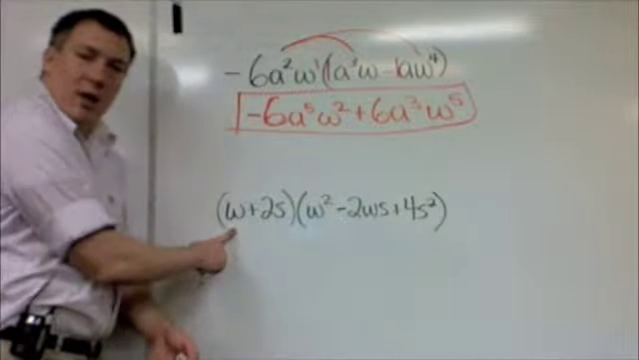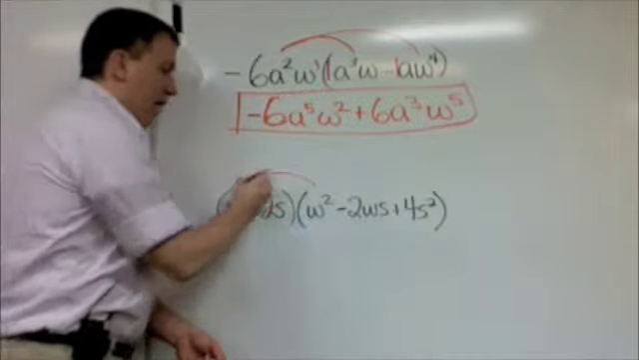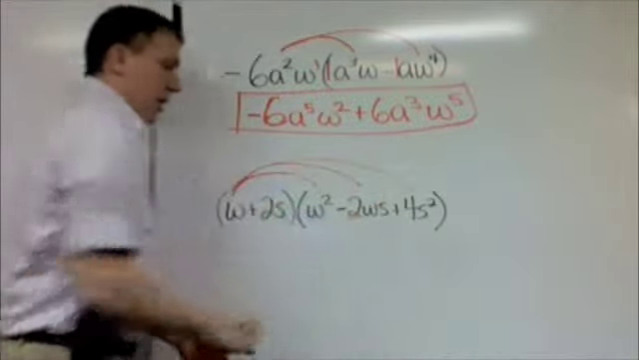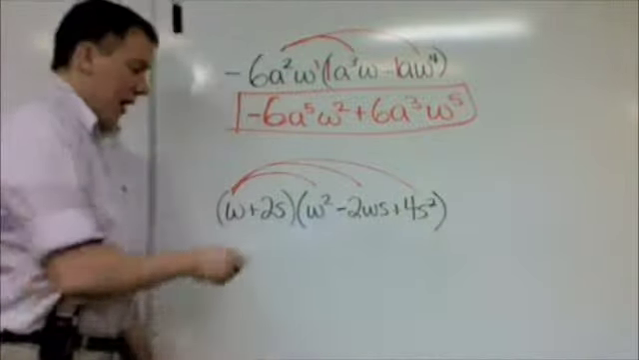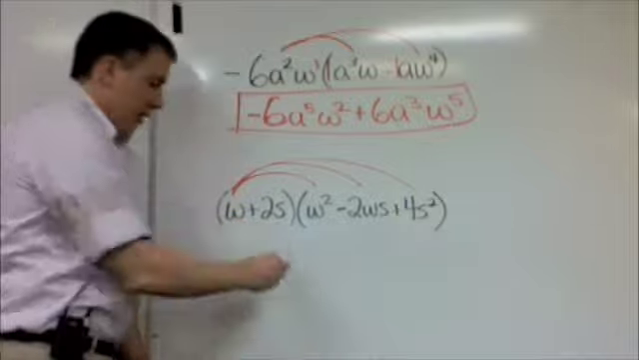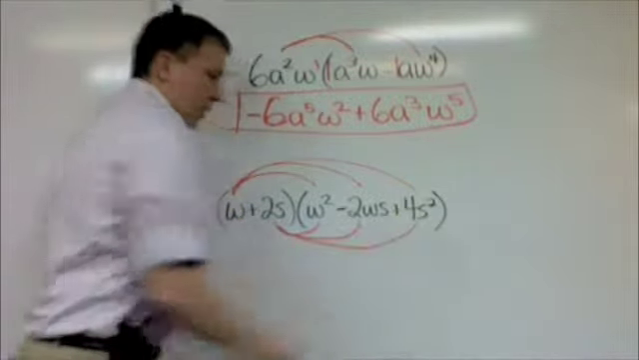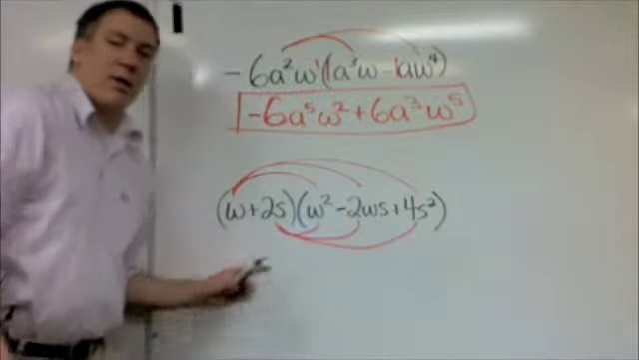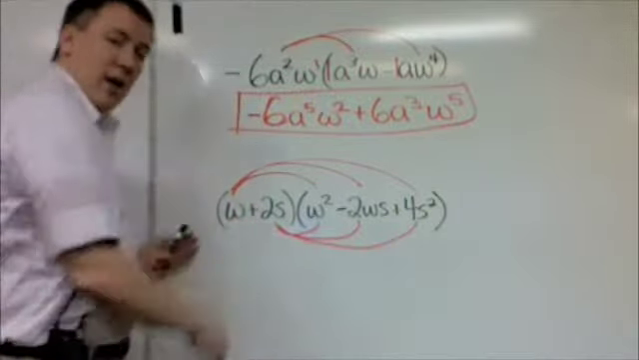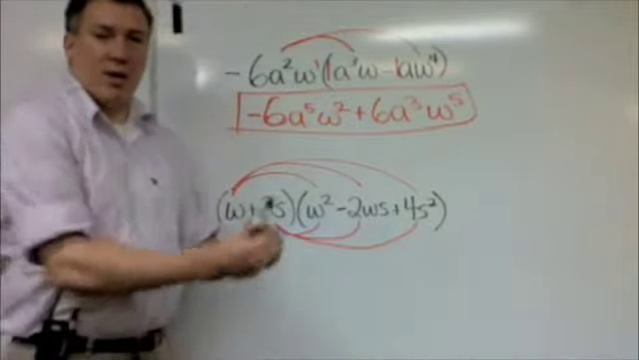So here I have W. W is my first term here. I'm going to multiply W by everything in there, like it's the distributive property. When I'm done with that, I'm going to take the next term, 2S, and I'm also going to distribute it. That's why I call this the double distributive. I'm distributing more than once. If there were 3 terms, I would distribute a 3rd time. Just do it with every single term.